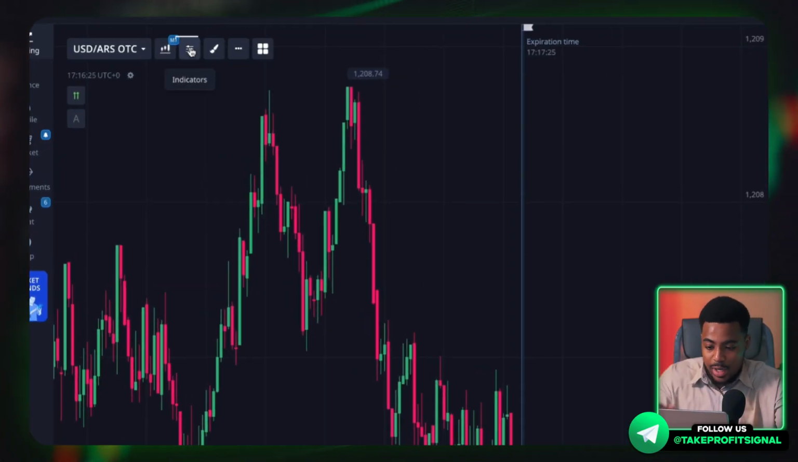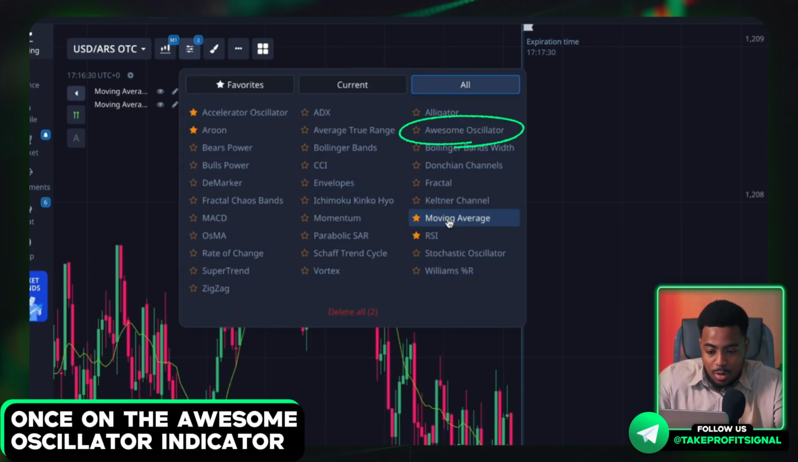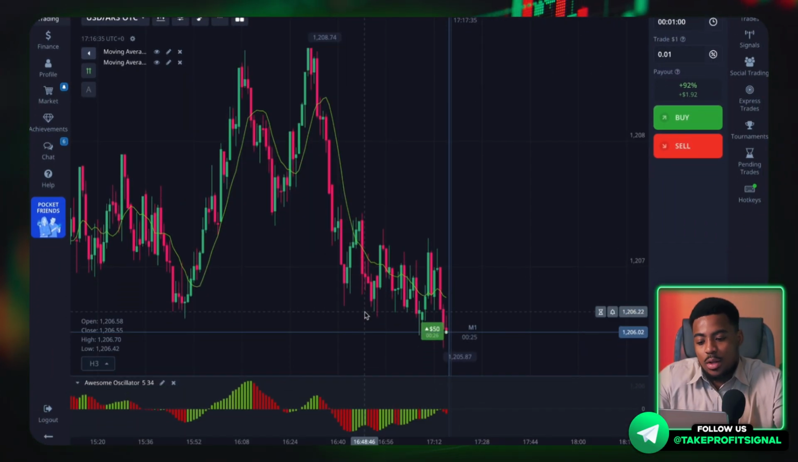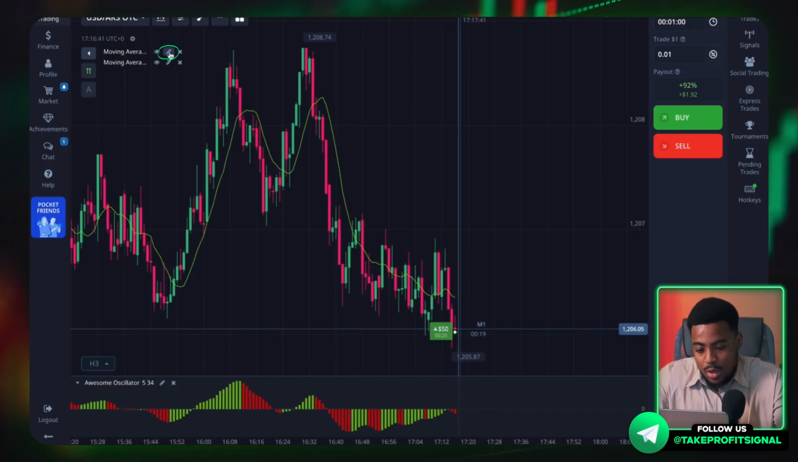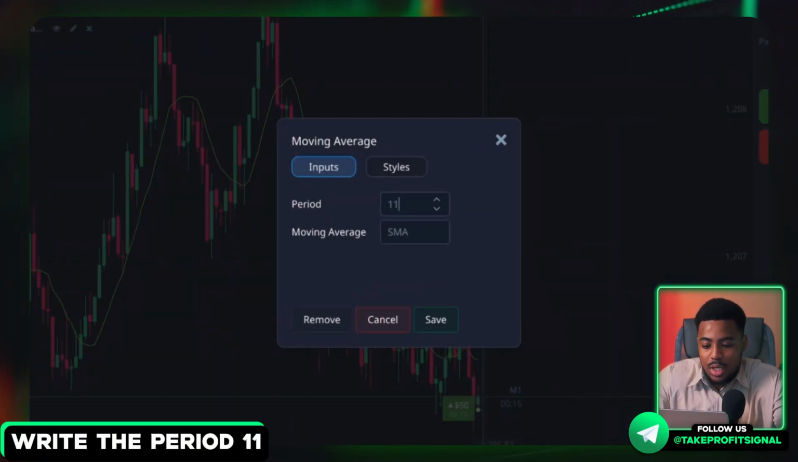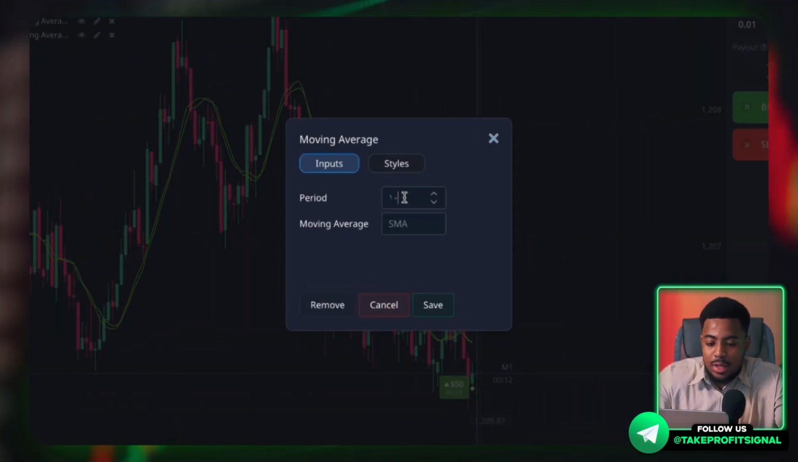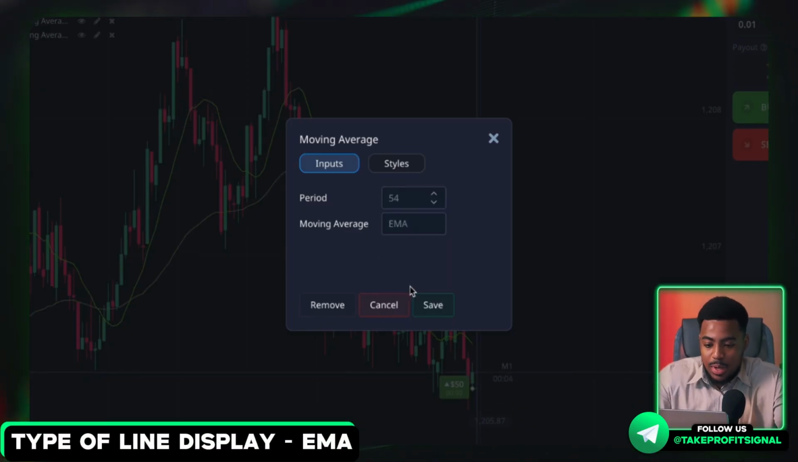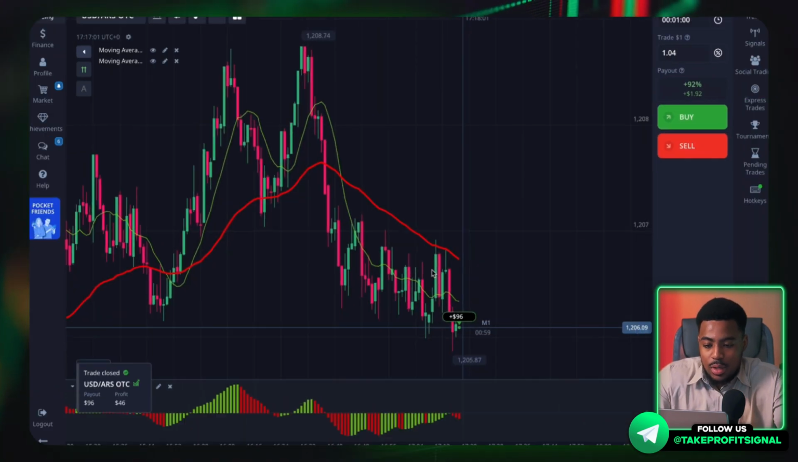Let me show you. We go to the indicators panel, click twice on the moving average indicator and once on the Oscillator indicator. We have added these 3 indicators. Now the main thing is to configure them very correctly and accurately. We go to the first indicator, we write the period 11. We can change nothing in the styles. On the second indicator, we change the period to 54 and the type of display we put EMA. And in the styles we put 3 pixels, red color, and save.